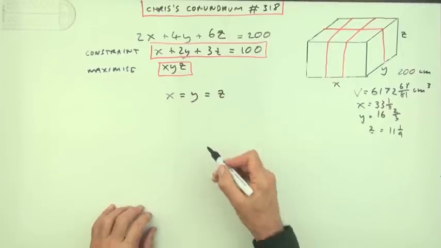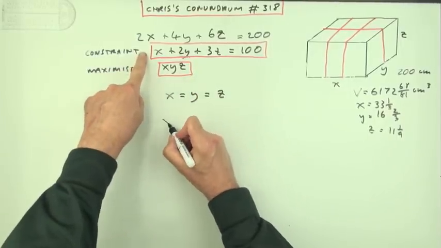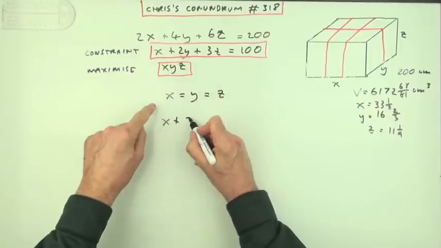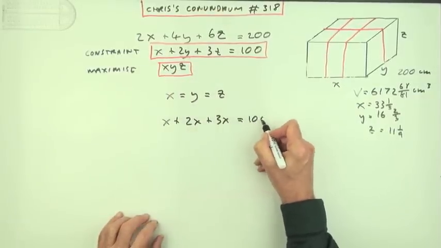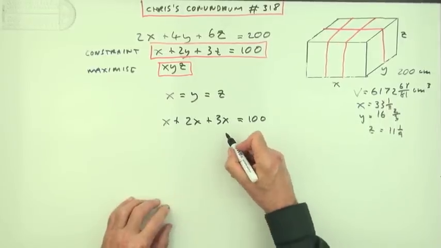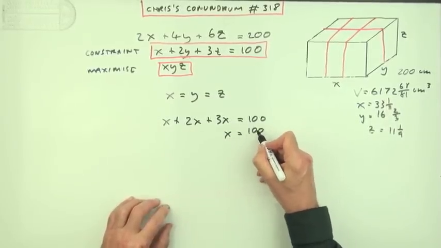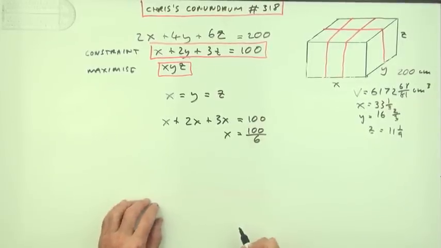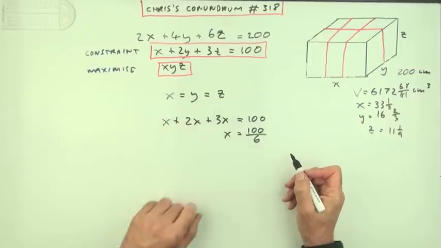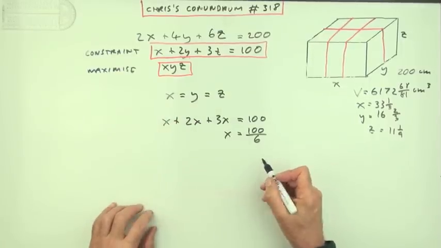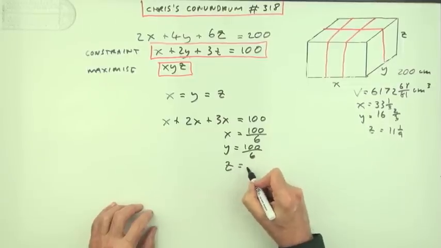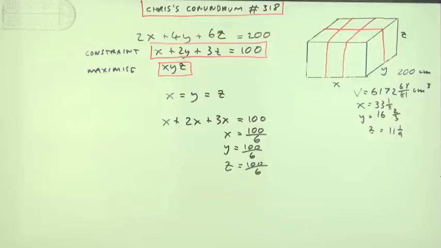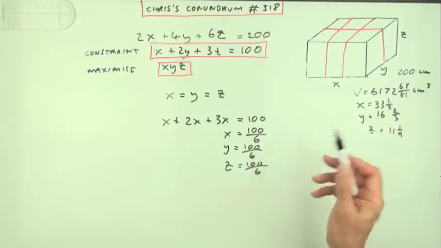Well, they'd have to fit into this. So back to the constraint. X plus, now 2y's would be 2x's, 3z's would be 3x's, since you've made them all equal. That's 6x's, so x would be 100 upon 6. But then, by the same token, so is y and so is z. I'll just put them down. Y 100 upon 6 and z 100 upon 6. That still fits the constraint. One of them and two of them and three of them make the 100.